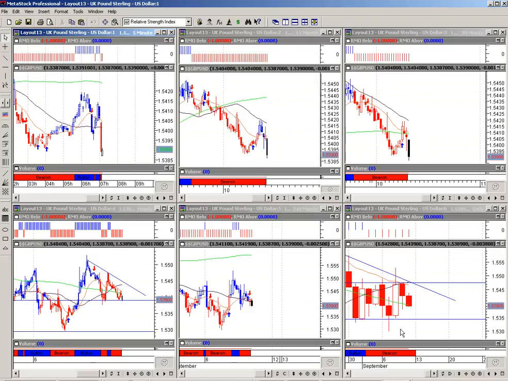So as it stands now, more selling to be seen. 1535 would be an ideal target to start with. Ideally, long term, we'd like to see it go as far down as 1530. So be aware of these time frames, guys. Wait for the setups and trade the setups when they occur.